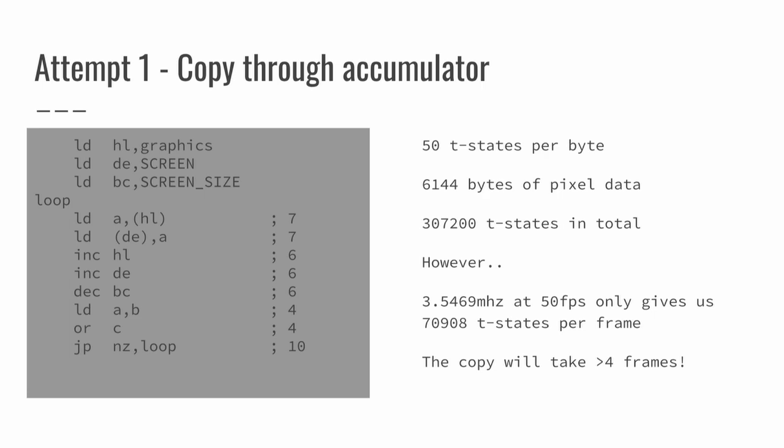That takes about 50 T-states per byte, and the screen is 6K, so that's about 6,100 bytes. So that's going to take us about 300,000 T-states in total. Seems great. However, the Spectrum is running at 3.5 megahertz, and at 50 frames per second, that only gives us 70,000 T-states. So this simple naive approach is going to take us more than 4 frames. The Z80 is really underpowered when it comes to actually copying data. So that approach isn't going to work.